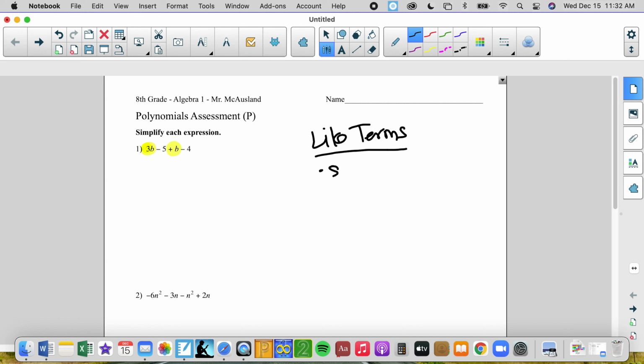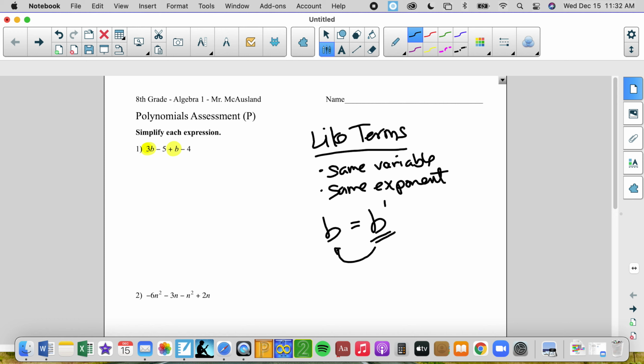Like terms have the same variable to the same exponent. So in this case, we have b to the first. Now notice we don't see the 1 in b to the first. We would never write b to the first. We would always write b. And we wouldn't write 1b. b is also 1b, and we would never write 1b. We would just write b. So those are like terms because they have the same variable to the same exponent.